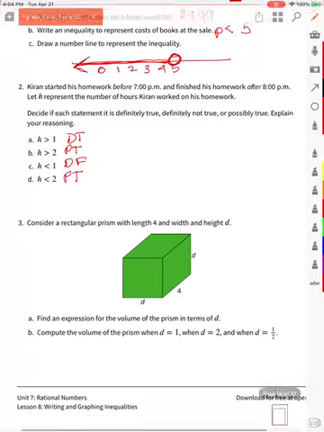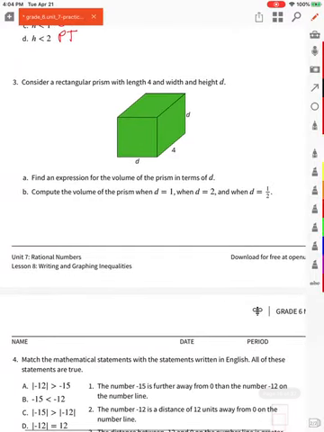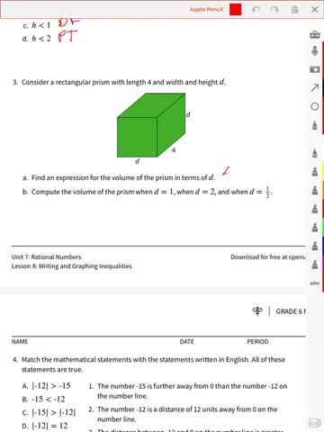All right, number 3. Consider a rectangular prism with a length of 4 and width and height D. Find an expression for the volume of the prism in terms of D. So it's going to be 4 times D times D, which is 4D squared.